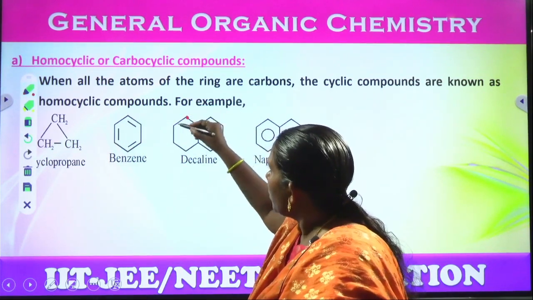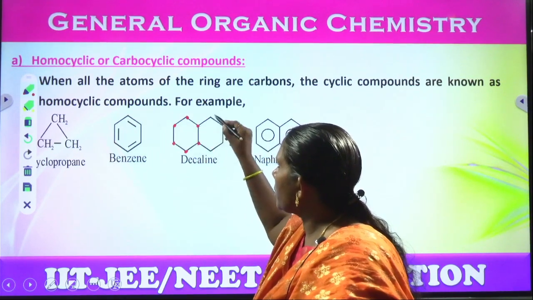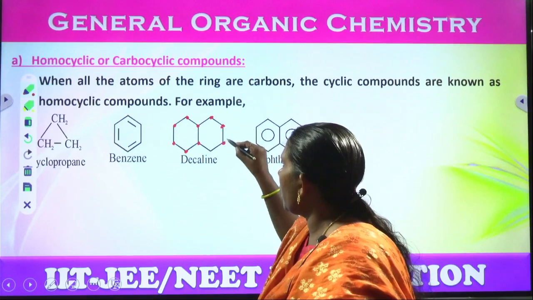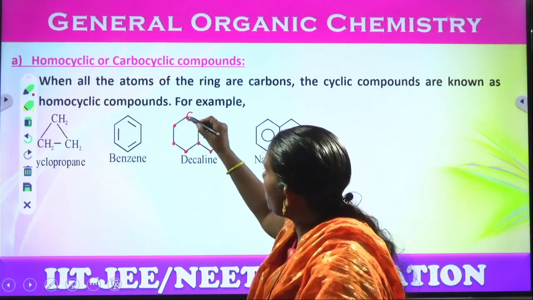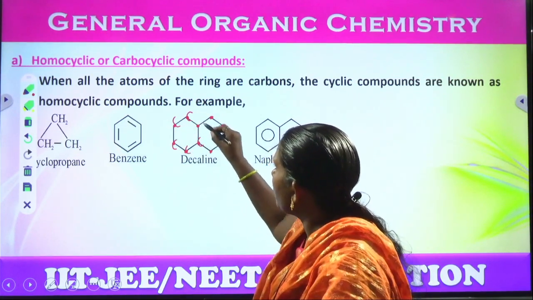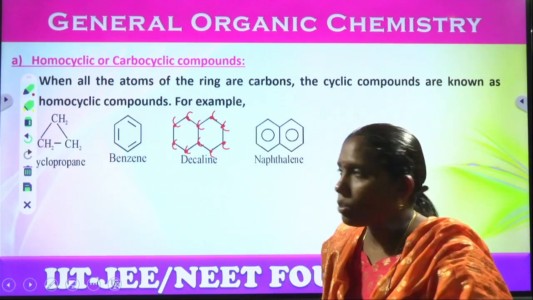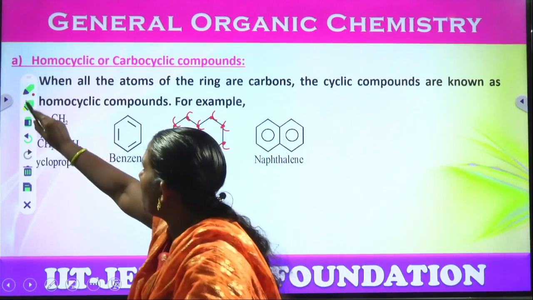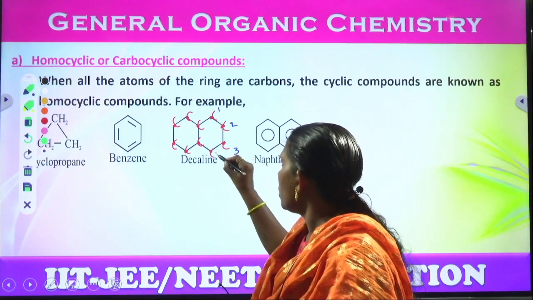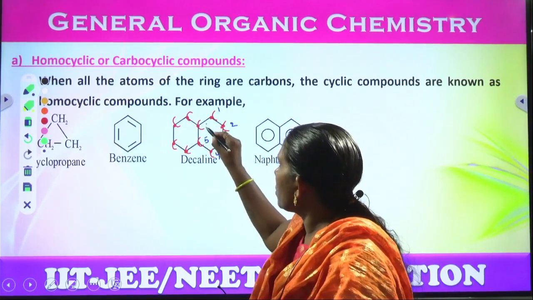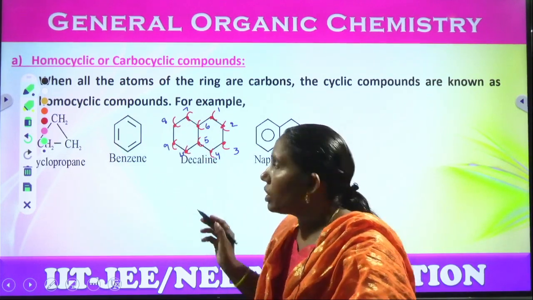1, 2, 3, 4, 5, 6, 7, 8, 9 and 10. Right? So 10 carbons. Each dot represents 1 carbon. So total how many are there? Just write the numbering, then we will understand. First carbon, second, third, fourth, fifth, sixth, 7, 8, 9, 10. So total 10 carbons are there.